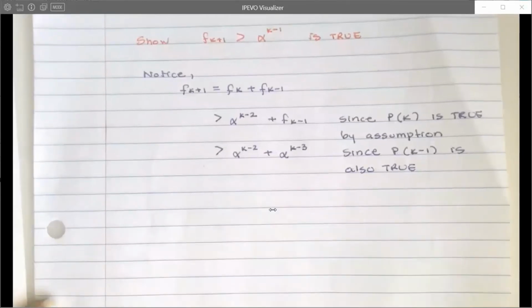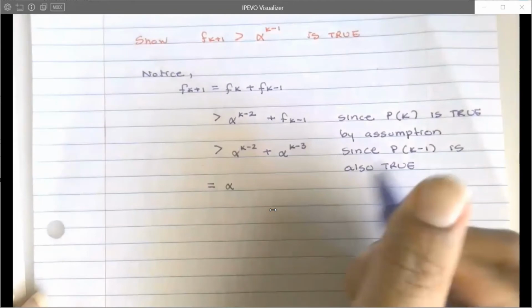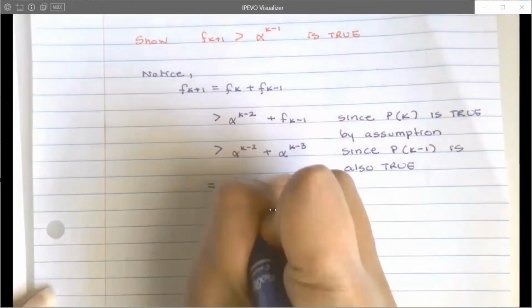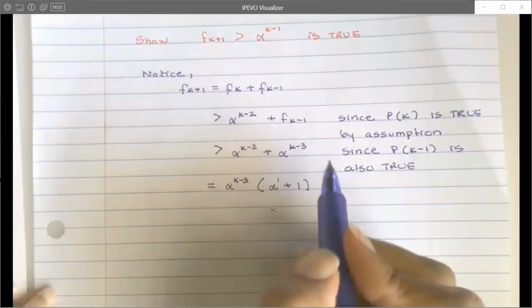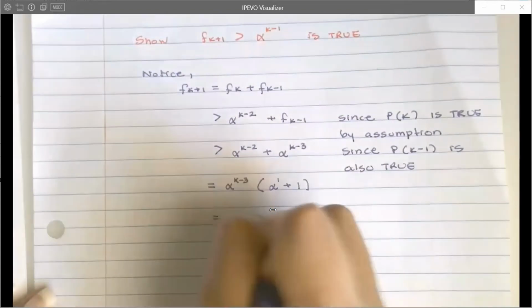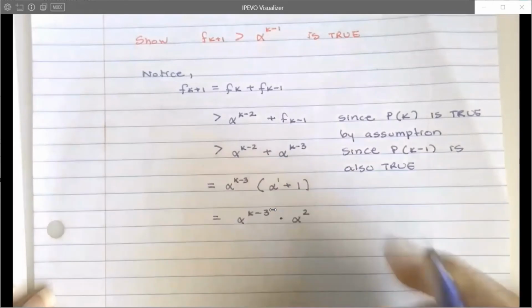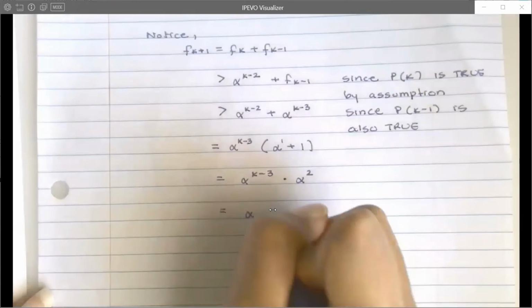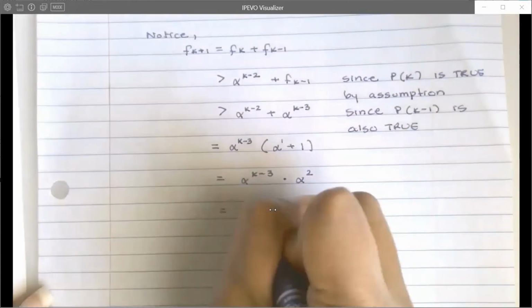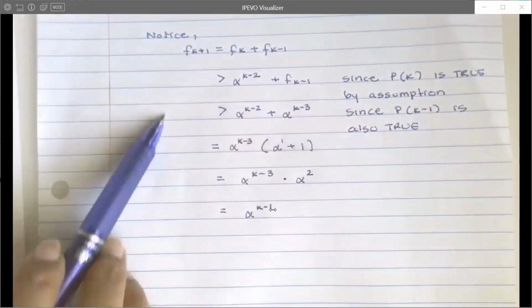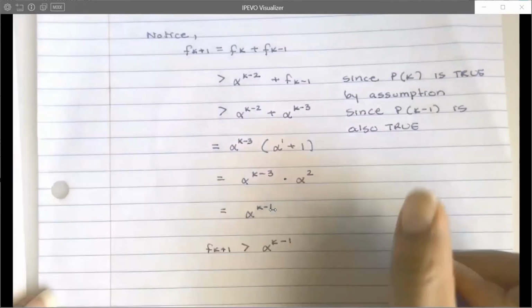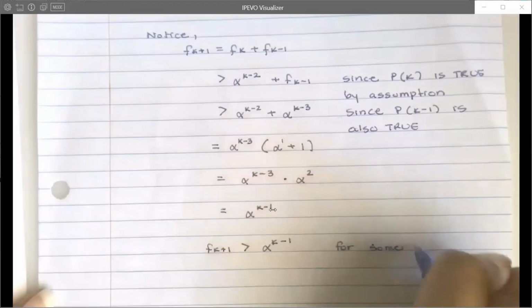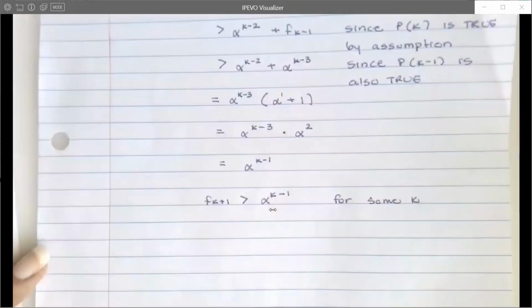Then what can we do there? Well, then I can pull out the smallest of the two powers, which would be the K minus 3. And if I do that, I'll end up with alpha to the K minus 3 times the quantity alpha plus 1. And then we know that alpha plus 1 is simply alpha squared, so this is an alpha to the K minus 3 times an alpha squared, which is going to be an alpha to the, well, K minus 3 and then plus 2 will give us K minus 1. So altogether what we've shown then is that F of K plus 1 is going to be greater than alpha to the K minus 1 for some K. And this is going to conclude the inductive step.